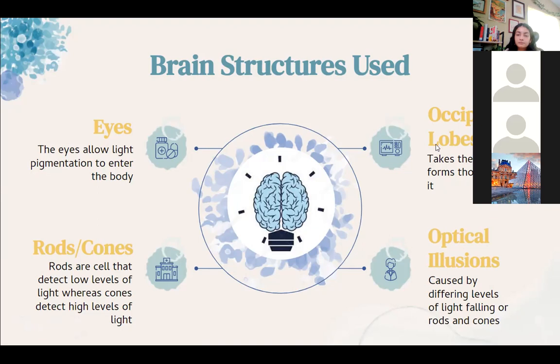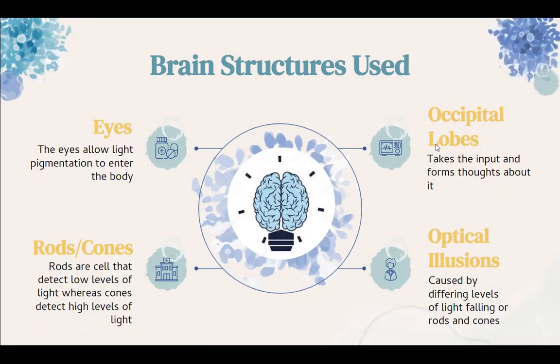Now, in the actual brain itself, the occipital lobes take care of the actual detection of the art based on the information that has been given from the eyes. So it takes the input from our rods and cones and forms thoughts about it.